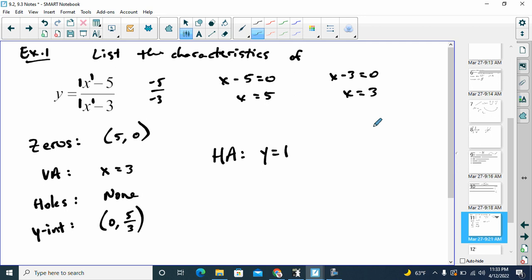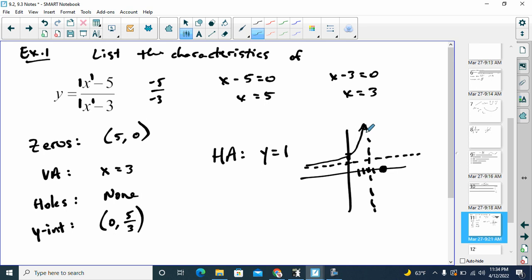For now, all we're going to be doing is listing out those characteristics. The characteristics will eventually help us get the graph of this equation. So for the graph, I have a point at (5, 0). I have a vertical asymptote at x equals 3. I have a point at (0, 5/3). And I have a horizontal asymptote at y equals 1. So eventually we'll talk about how this graph looks something like this. Listing out these characteristics is going to help us identify what the graph looks like.